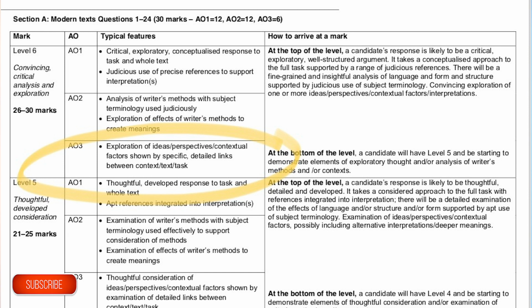The AO3 part of the mark scheme is basically how you can connect the extract that you're presented with in the exam paper and then relate that back to the context and the time period in which the play was set. Now, for the sake of this video, I'm going to leave out the analysis part for the first part of the question that you would be writing a response for, and really just focus and emphasize on the context here. Like I said, a lot of students tend to either not elaborate on this enough or miss it out altogether, and I don't want you to be one of those students. So really do pay attention here.